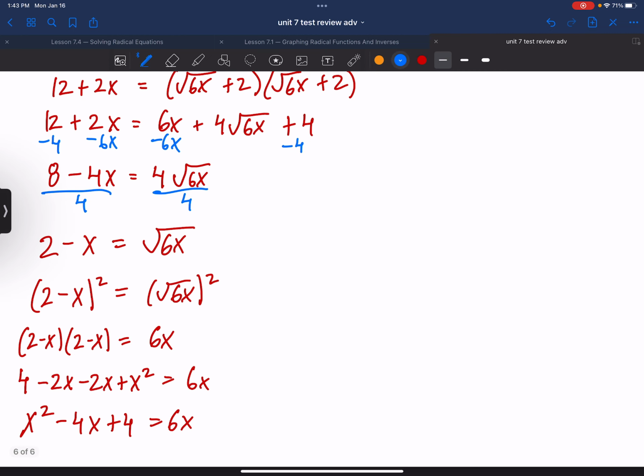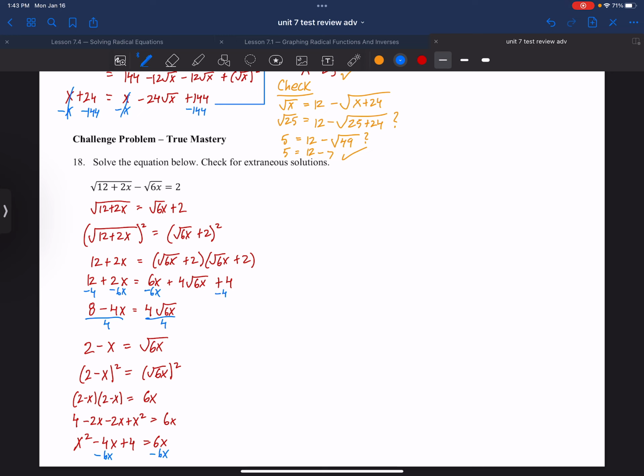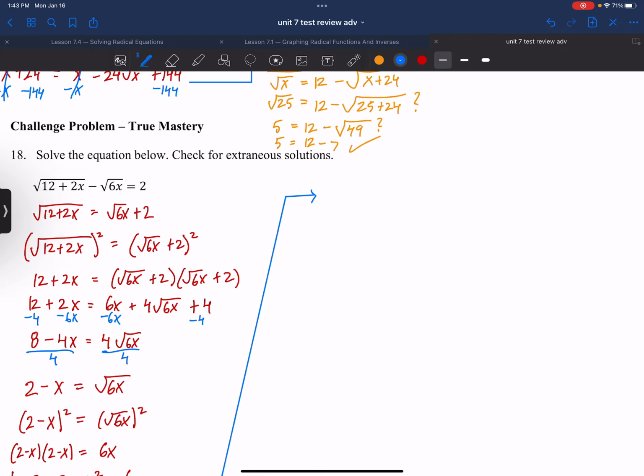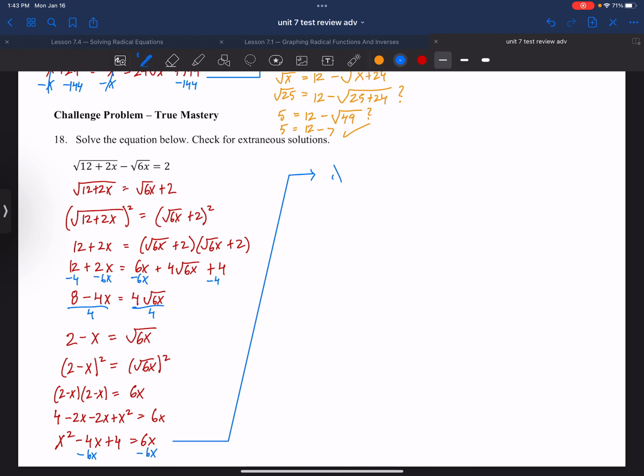Then I will subtract 6x from both sides. And I just need a little bit of space. I don't need to go too far up. I guess I could. I hate that arrow. Try that again. Okay. So this will be x squared minus 10x plus 4 equals 0.